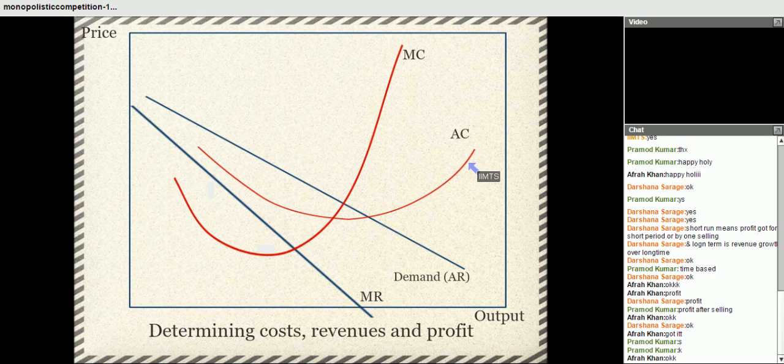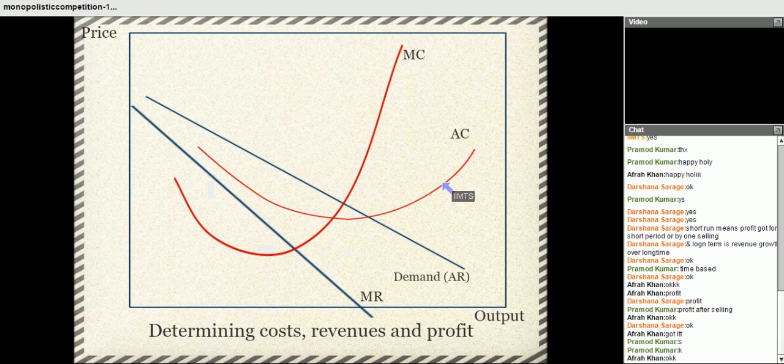Now this is the average cost curve. When we are doing the analysis, we need to take into account the average cost curve also. Now these three will remain the same: this marginal cost, this demand, and this marginal revenue. This will remain unchanged in all the graphs. Only the position of average cost is going to change in the graphs that we are going to study.